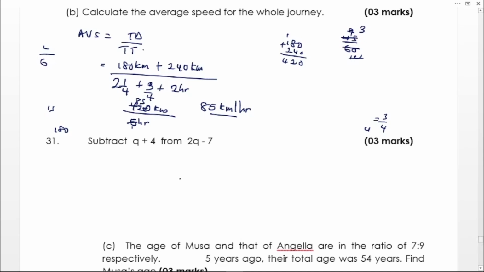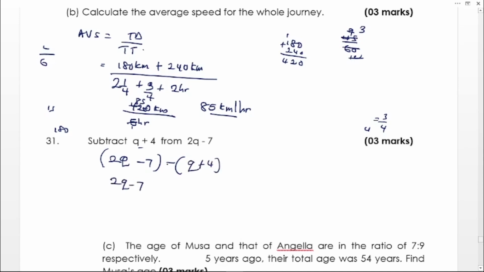Now number 32, it's also about algebra. They are telling us subtract q plus 4 from 2q minus 7. So we are taking this from this. So we are starting with 2q minus 7, allow brackets, minus, take away q plus 4. We open brackets.